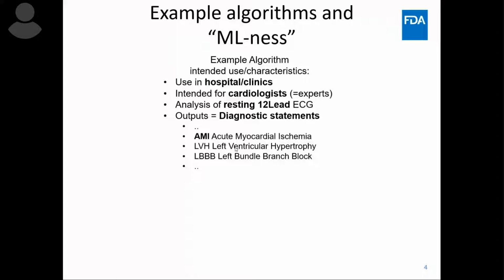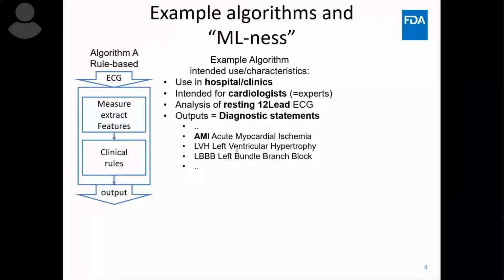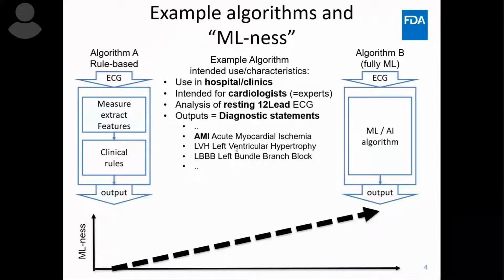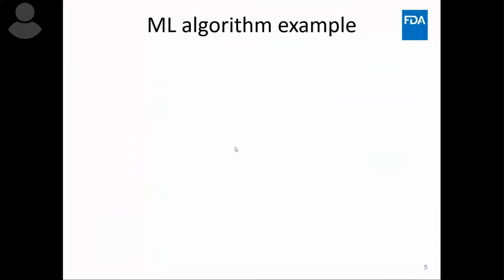We have two options, basically. We have a rule-based algorithm where we have a feature extraction and a set of rules, and then we have an output. Or we can have a fully machine learning device where we have a black box that analyzes an ECG and gives us an output. And it's not black and white. There is a continuum of different options that you can have. You can do a few intermediate steps with machine learning, or you can just do everything with machine learning. In this example, we will talk just about a complete machine learning device for simplicity's sake.